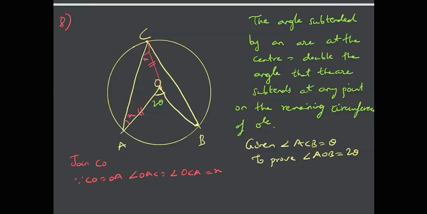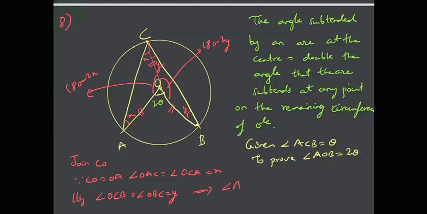Now similarly, OC is equal to OB. So this is Y and this is Y. So similarly, angle OCB is equal to angle OBC is equal to Y. Okay. So then this angle would be 180 minus 2x and this angle would be 180 minus 2y, because in a triangle the sum of angles should be 180.